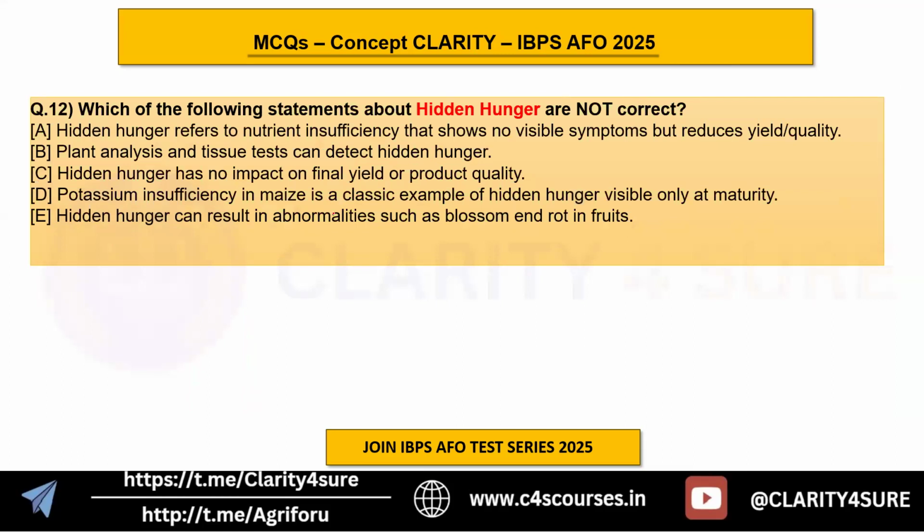Moving on to the statements, I have given the general idea about hidden hunger. Here we have to pick the statement which is not correct regarding hidden hunger. Hidden hunger refers to nutrient insufficiency that shows no visible symptoms but reduces the yield and quality of the particular commodity. Plant analysis and tissue tests can detect hidden hunger. Hidden hunger has no impact on final yield or product quality. Potassium insufficiency in maize is a classic example of hidden hunger, visible only at maturity, and hidden hunger can result in abnormalities such as blossom end rot in the fruits.